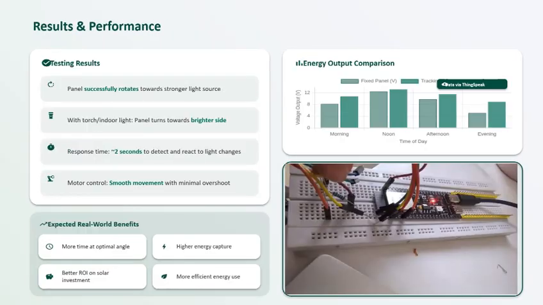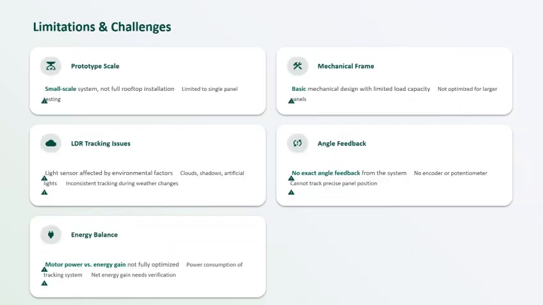Now, if we talk about the results, these are our observations. During our testing, we moved a light source to the left and the right side of the panel. The system automatically rotated the panel towards the brighter side. This shows that our tracking logic is working correctly. This experiment shows us that in a real outdoor environment, the same principle would allow the panel to follow the sun over the day, which would result in more energy production compared to a panel which is fixed in one position.